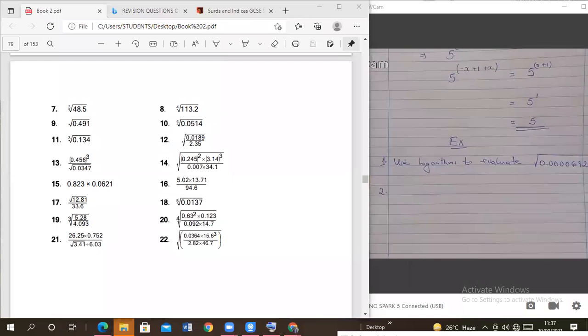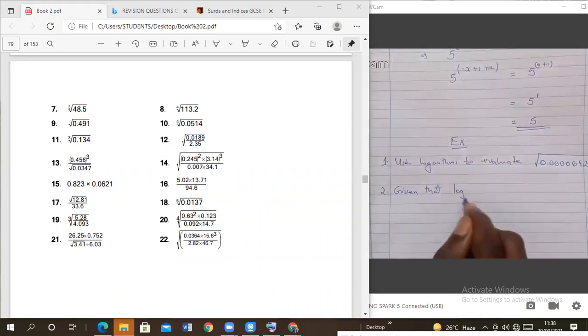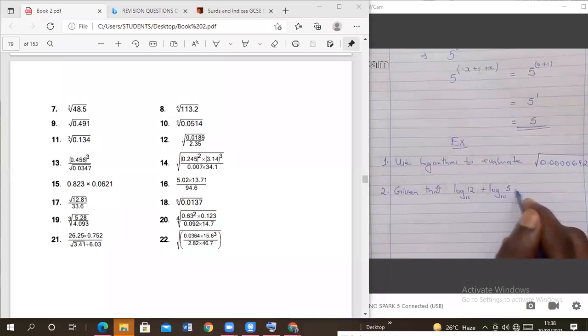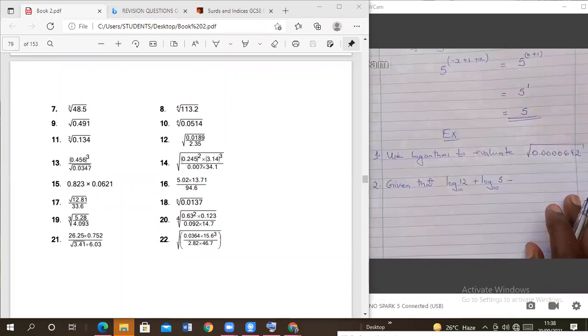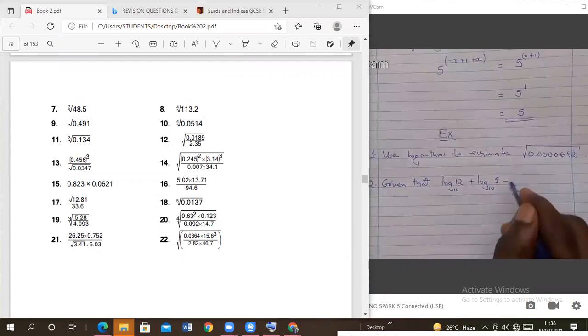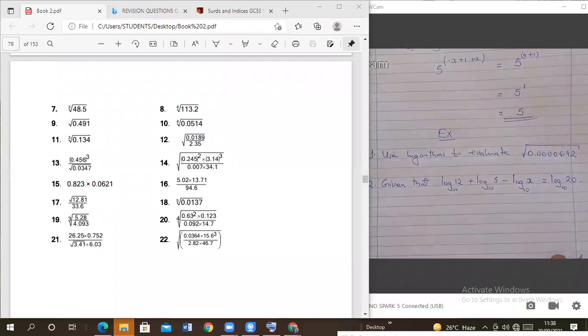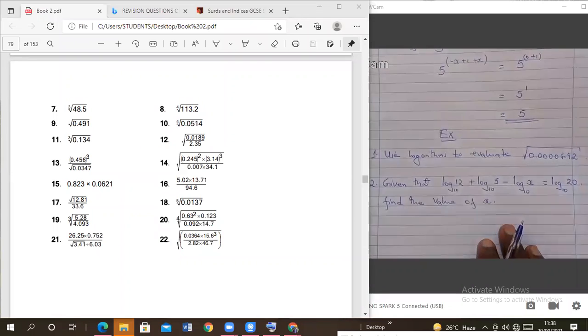Number two. Given that log to base 10 of 12 plus log to base 10 of 5, minus log to base 10 of x equals log to base 10 of 20. Find the value of x.